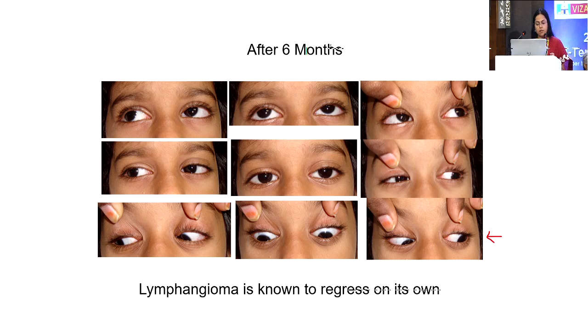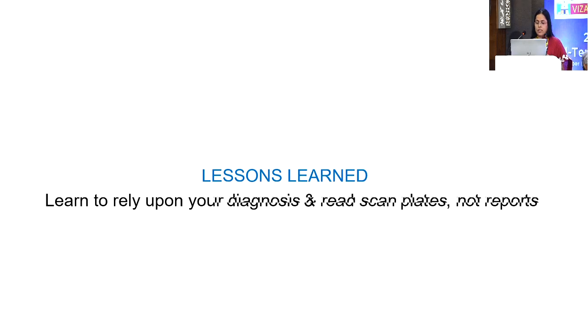After 6 months, the patient was all right. After revisiting the MRI scan and CT scan, we came to know that it was probably a case of lymphangioma, which is well known to regress on its own. So the lesson learned for us is: learn to rely upon your diagnosis, read the scan plates yourself. Obviously, you can always take a second opinion.